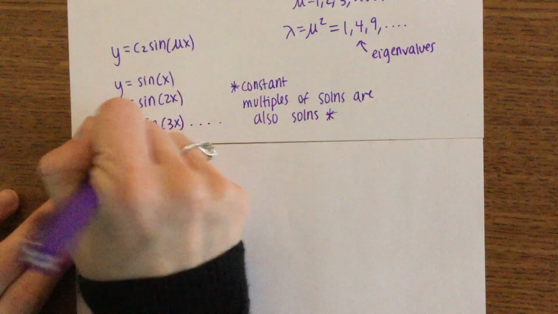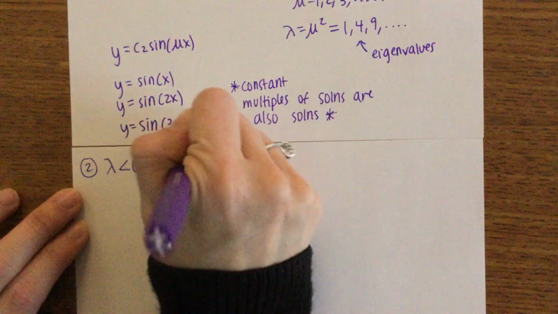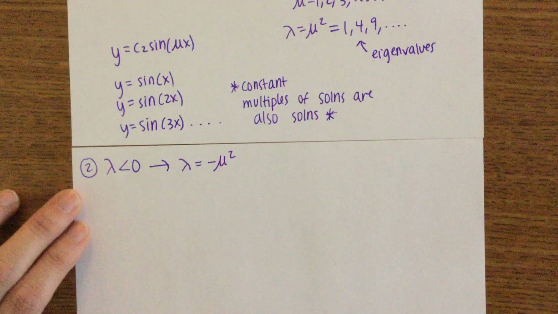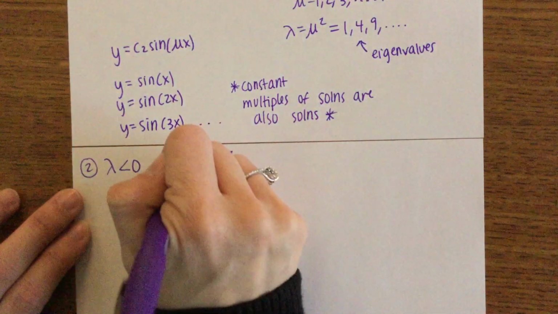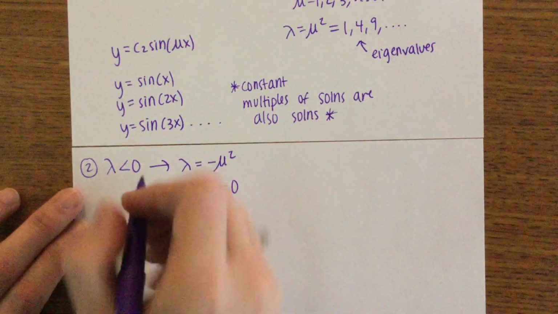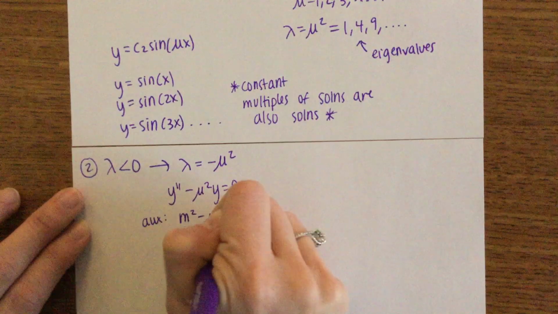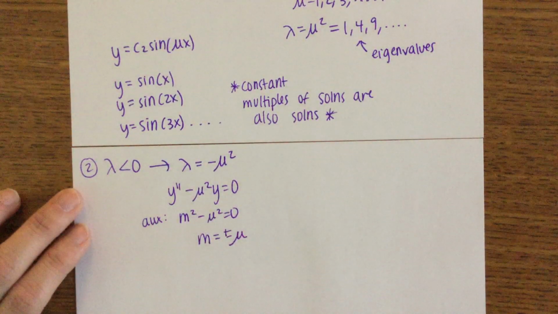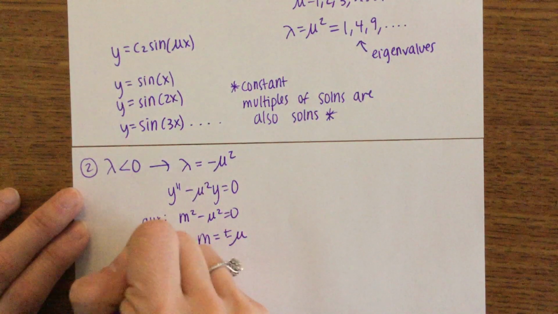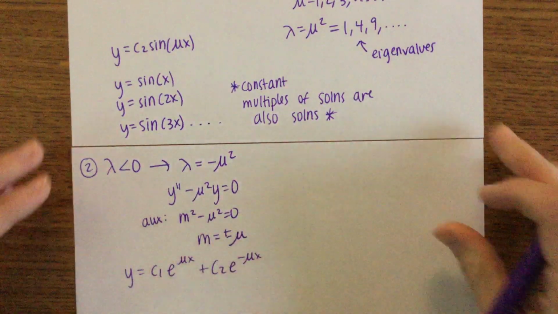Okay, second case is that our eigenvalues are negative. In which case we're going to let lambda be equal to negative mu squared. Again, just for convenience. So our equation then will become y double prime subtract mu squared times y equals 0. Our auxiliary equation will be m squared subtract mu squared equals 0. So m equals plus or minus mu. Our solution will then be of the form y equals c1 e to the mu x, add c2 e to the negative mu x.